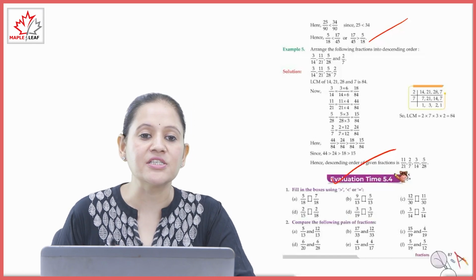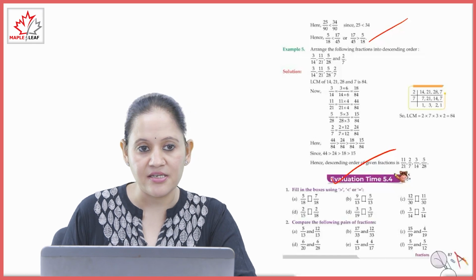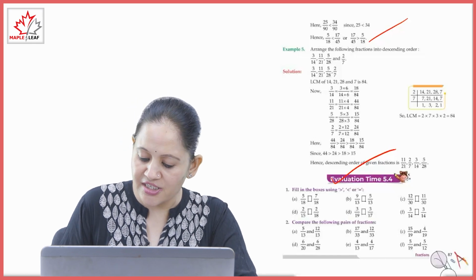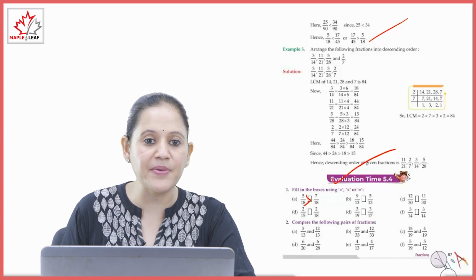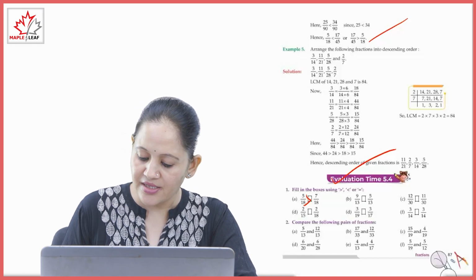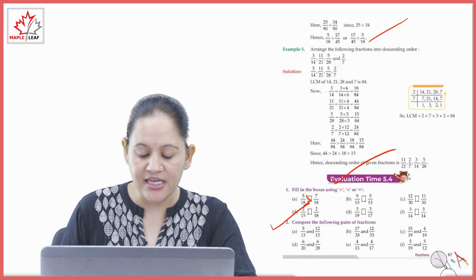Next is Evaluation Time 5.4. Fill in the boxes using greater than, less than or equal to. 5 by 18 and 7 by 18. Like fractions, so whichever numerator is greater, that will be greater. 5 by 18 will be less than 7 by 18. Next, compare the following pairs of fractions. 5 by 13 and 12 by 13. Again the denominator is the same.